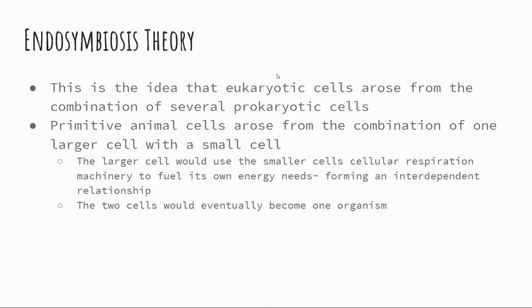And then this gives way to something we've talked about as well, which is the endosymbiosis theory. This was the idea that eukaryotic cells arose from the combination of several prokaryotic cells. Primitive animal cells arose from the combination of one large cell with a small cell. The large cell would use the smaller cell's cellular respiration machinery to fuel its own energy needs, forming an interdependent relationship. The two cells would eventually, over time, become one cell or one organism.